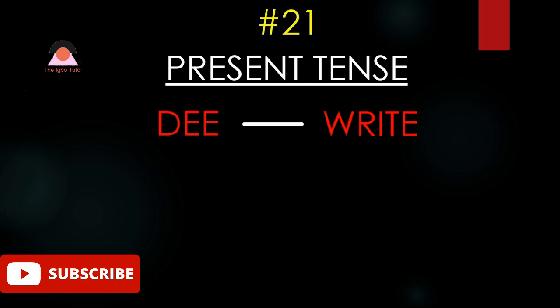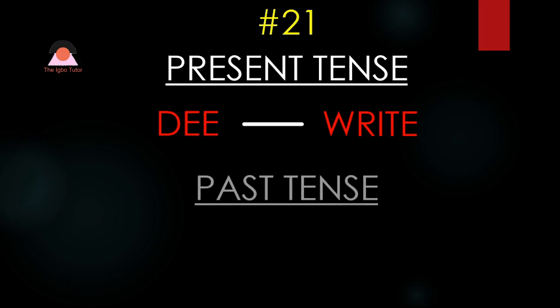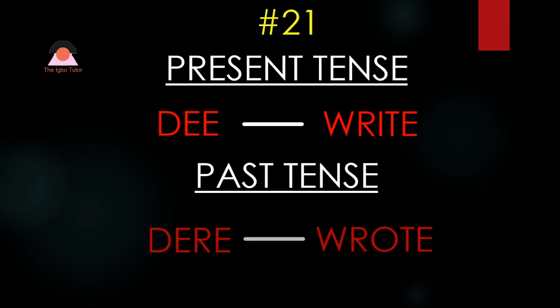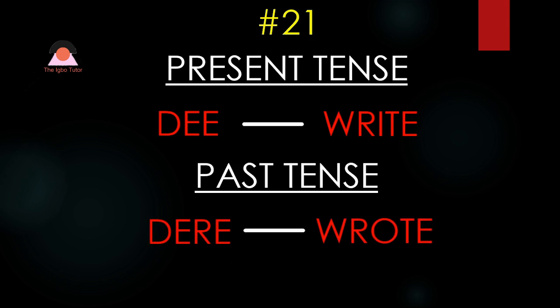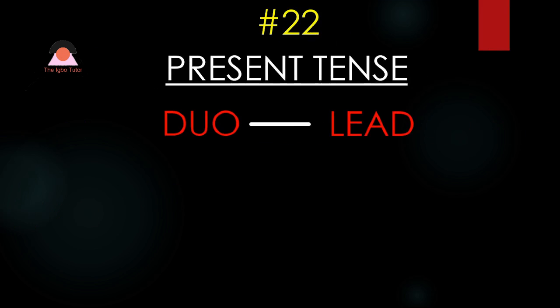And the word or verb is de, which means write. What is the past tense of write? The past tense is dere, wrote. Dere, wrote. Let's go on to 22.